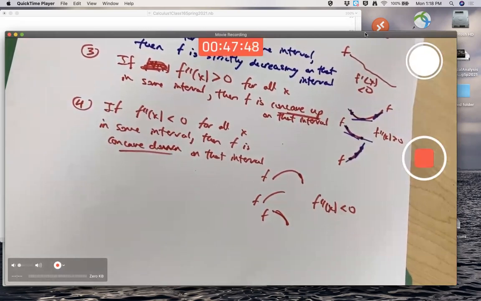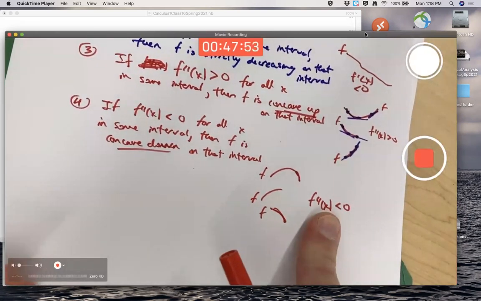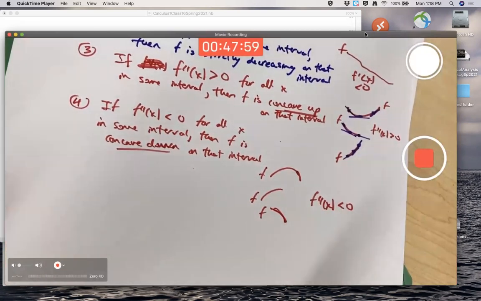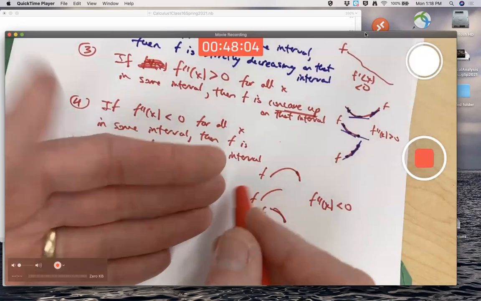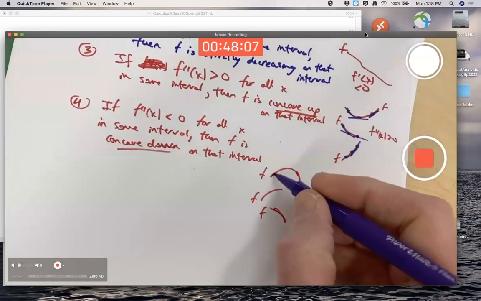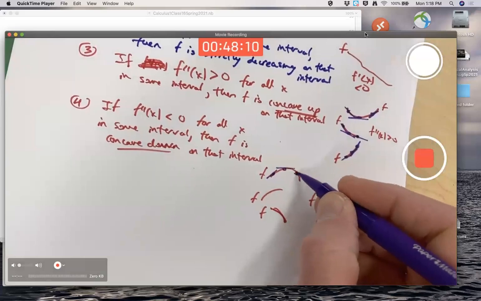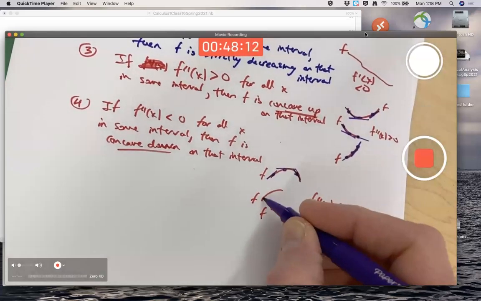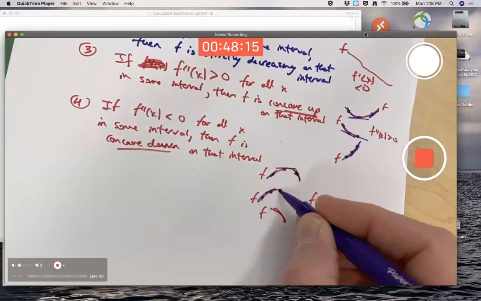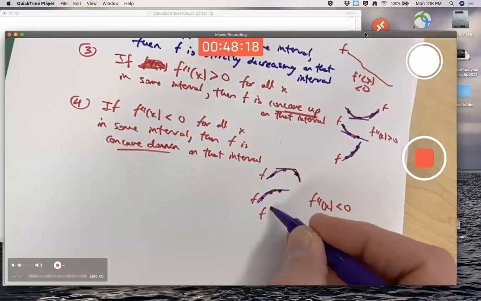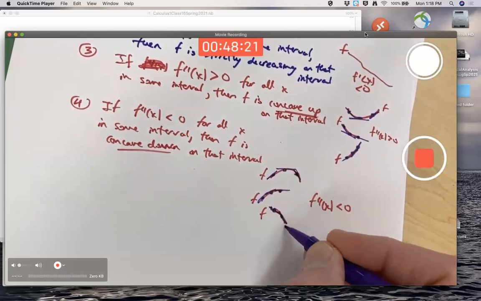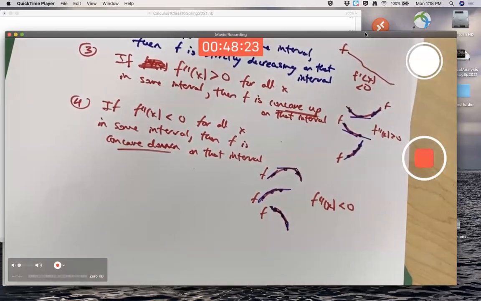F double prime is the derivative of f prime. When f double prime of x is negative for all x, that means f prime is decreasing. The graph of f prime, which I have not drawn here, would be going down, which means the slopes of f are decreasing. With this picture, they start out positive, but eventually become negative. With these two pictures, this one's always positive, but it is decreasing towards zero. This one, the slope is always negative and becoming more negative. So it is decreasing. Those purple lines are supposed to be tangent lines.